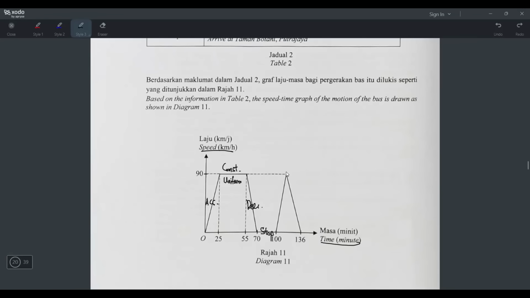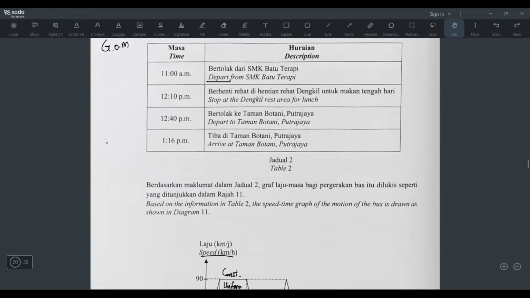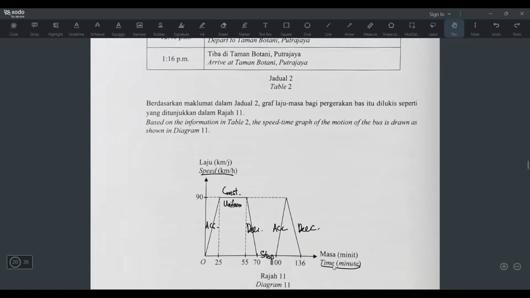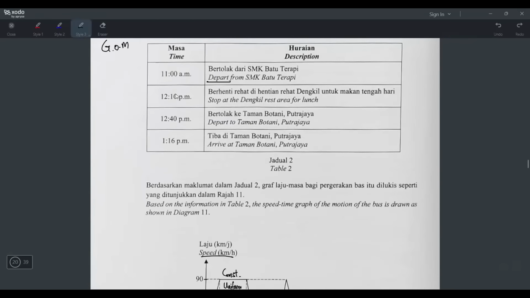And then what about here? Here is accelerate, and then here is decelerate. Okay, and I'm sure this graph matches with the story up here. Yeah, it matches with the story up here. Let's double check. Okay, they all write the time in minutes, so let's convert everything to minutes here.